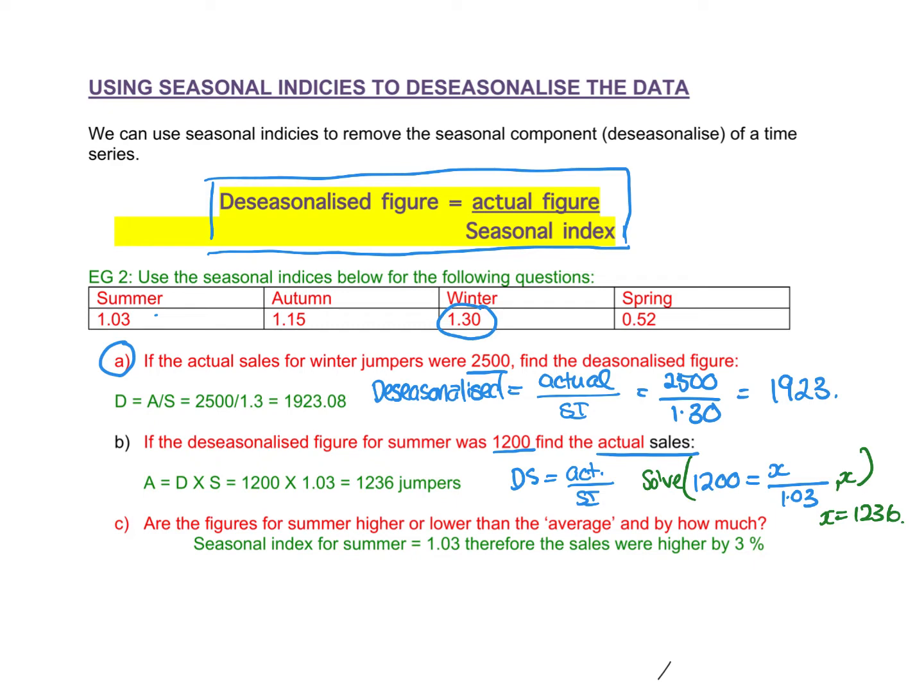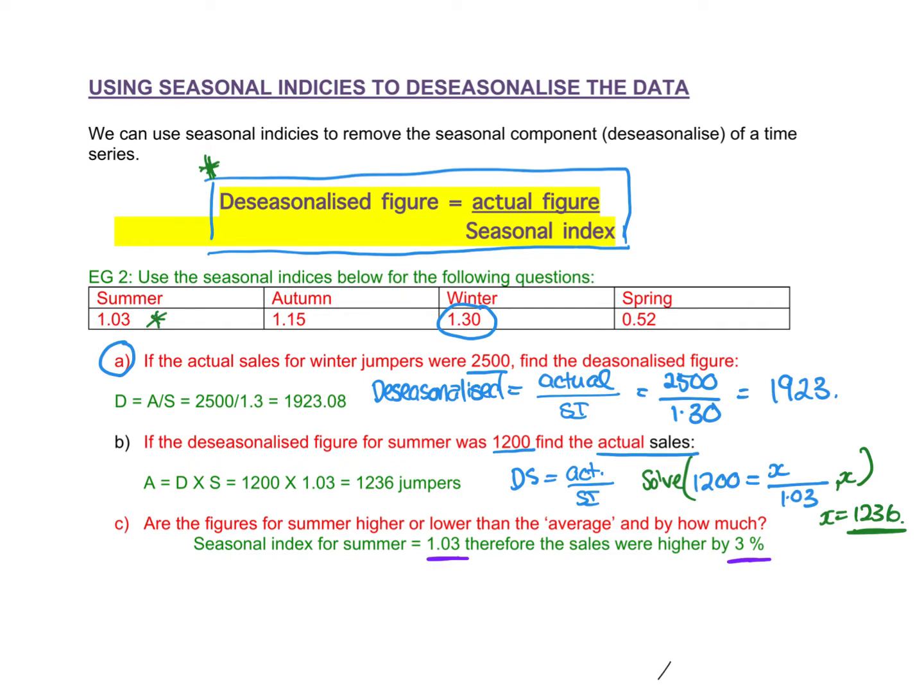Don't worry about rearranging the formula. Always just keep using the same one, and if there's one bit unknown, just use the solve function. If the deseasonalized figure was 1,200 and summer was above average, then when we deseasonalized it would have dropped, and that's why we see this number a little bit higher when we go back to the original. Are the figures for summer higher or lower than average, and by how much? I mainly did this one because of the 0.03. Don't write 30%, it's actually 3%. So just be careful of that, it's 3% above.